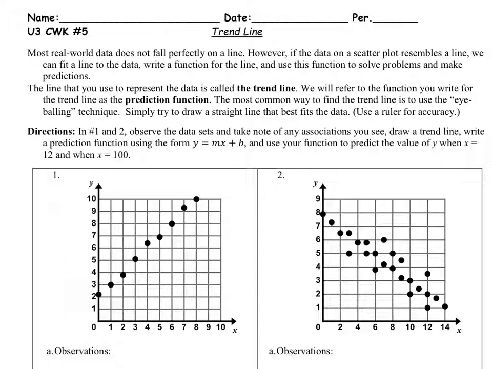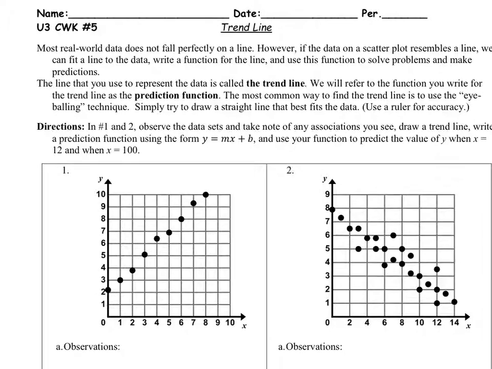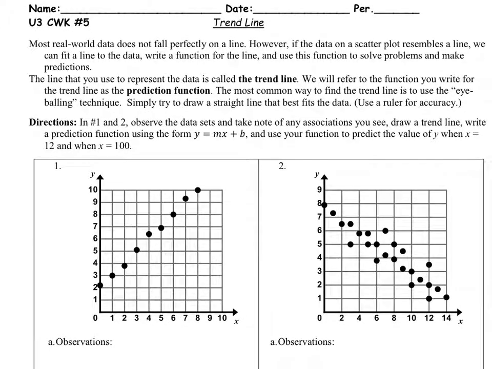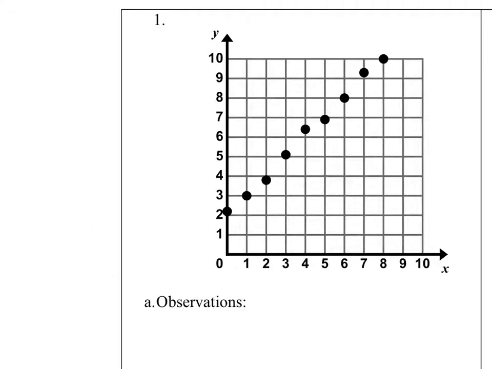Directions for 1 and 2: observe the data sets and take note of any associations you see. Draw a trend line, write the prediction function using the form y equals mx plus b, and use your function to predict the value of y when x is 12 and 100. So here's number 1, and let's go ahead and draw our trend line. Something like this will do. Now again, my line's not perfectly straight, but it should be pretty straight.